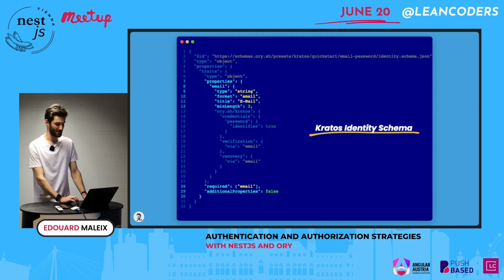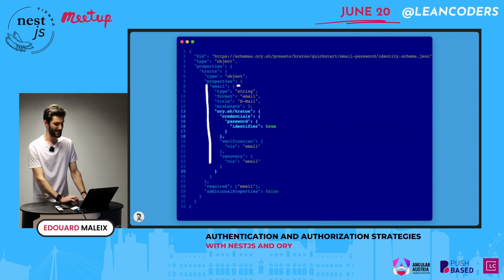And now the identity schema. As you can see, it's really a very simple JSON schema. Here you define the properties that your user is expected to hold. Here we have it very simple, just an email, which is expected to be the identifier for our password credential. And we expect to do some verification by email and recovery by email as well.